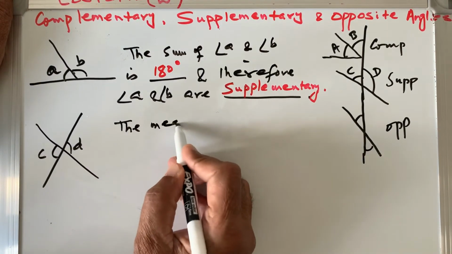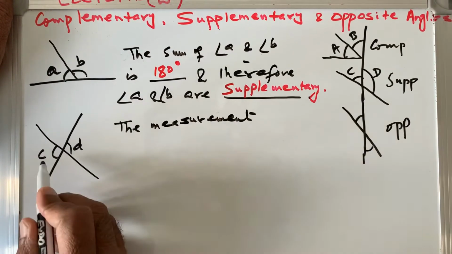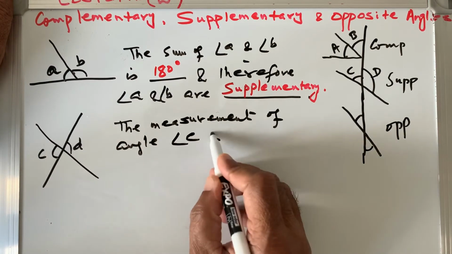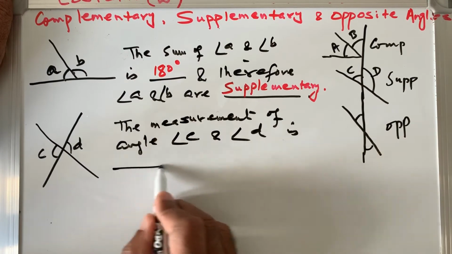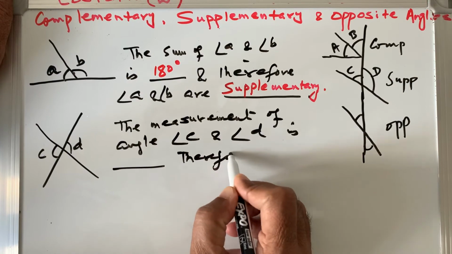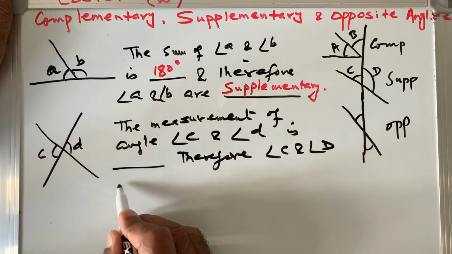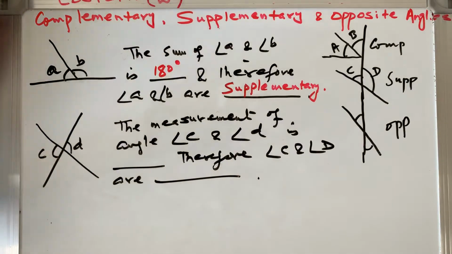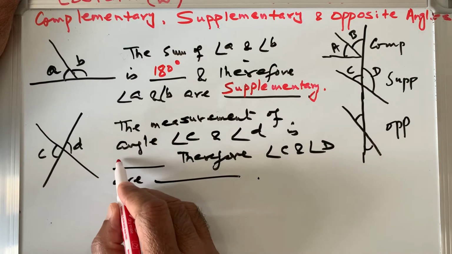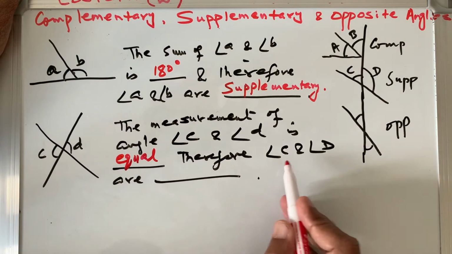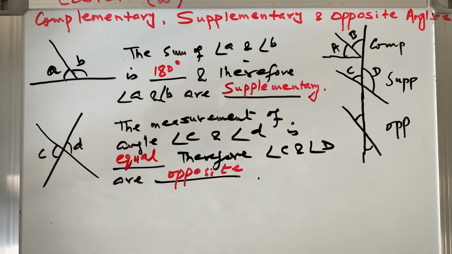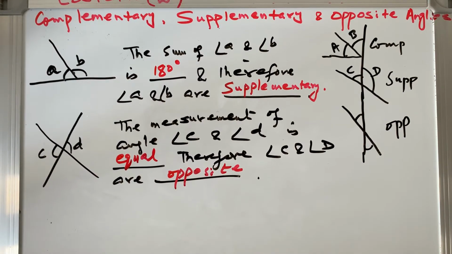So we can see the picture and then fill in the blank, because in the picture we can see that these two angles are opposite. The measurement of angle C and angle D is dash. Therefore, angle C and angle D are dash. So we have to see the picture or the diagram given, and then the statement. The measurement of angle C and D is equal. Therefore, angle C and angle D are opposite, or vice versa. If they are opposite, they should be equal, or they are equal in the picture and we see that they are opposite angles, so we fill in the two things. If they are opposite, they are equal. They are equal, they are opposite. So we have to see the picture and accordingly answer the question.